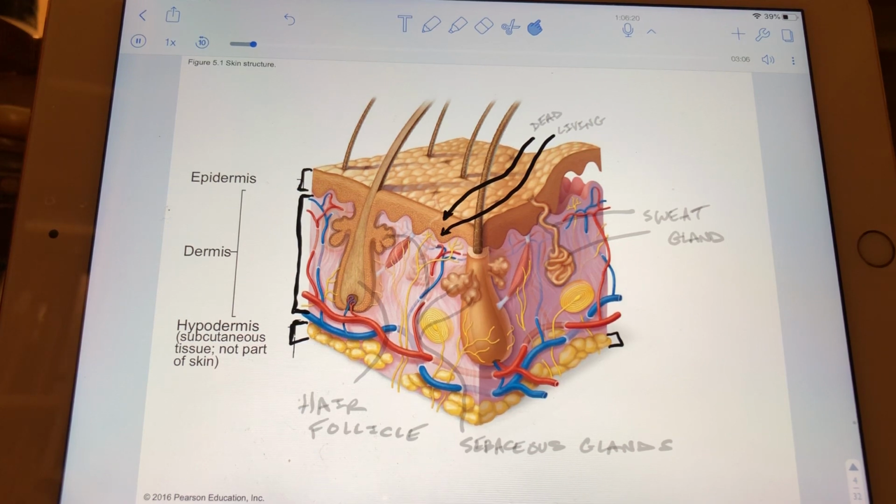Okay, but if we zoom in, that becomes much more evident. So outermost, wow, that's not even legible, Tessa, come on. Let's try again. Outermost is dead. Innermost is living. So the living cells with the epidermis are in contact, at least some of them, with the dermis.